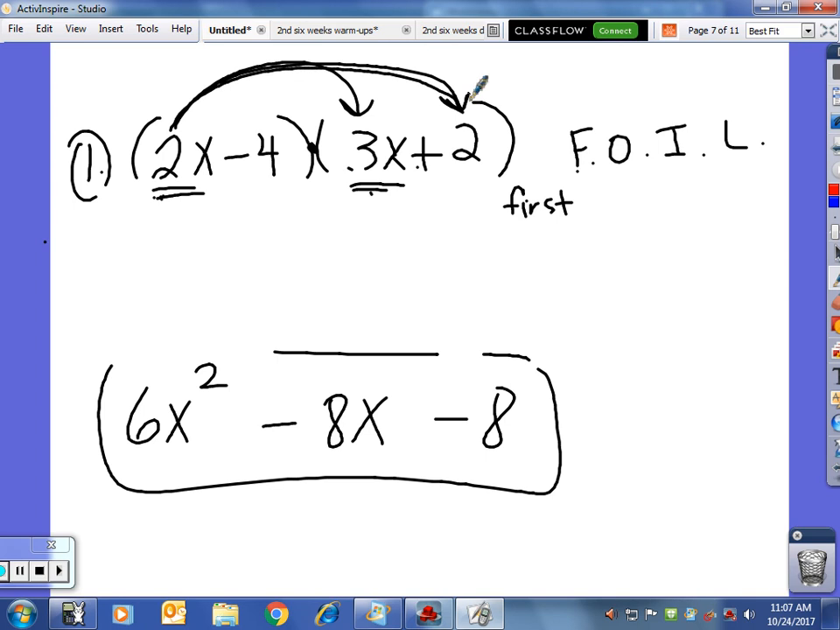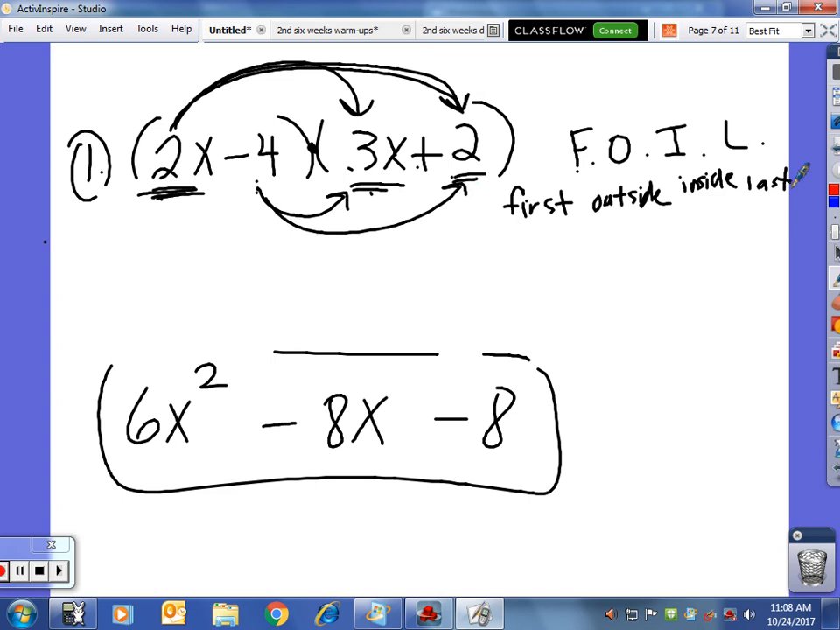If you look at the whole big problem, the 2x is on the outside and the 2 is on the outside. So O stands for outside terms. Then I moved on to the negative 4. I grabbed the negative 4 and I multiplied it by 3x. Those are the terms that are on the inside. And the last thing I did was negative 4 times positive 2. Those are both of the last terms from each set of parentheses.